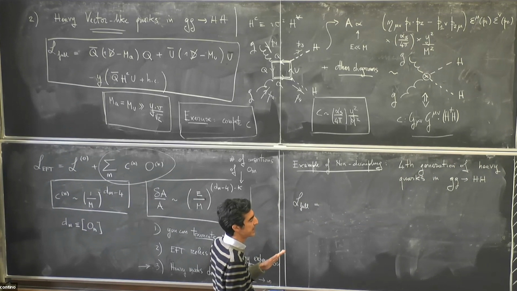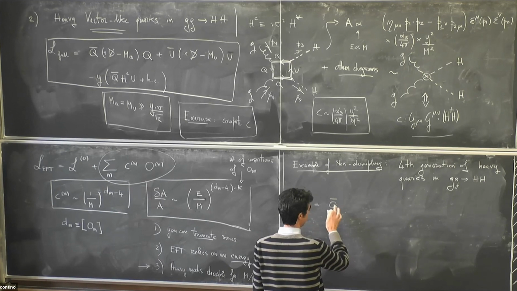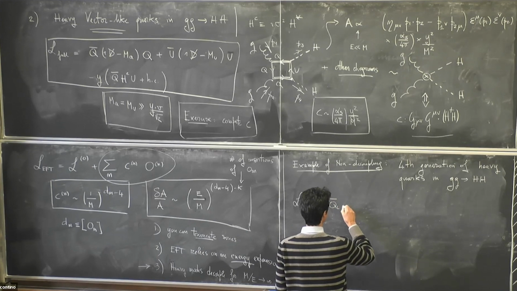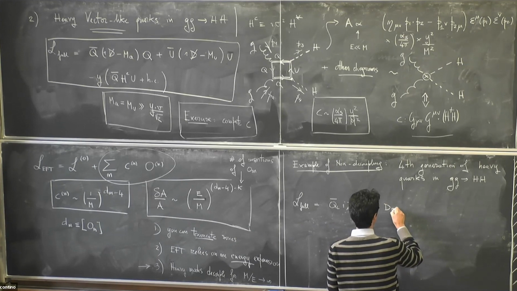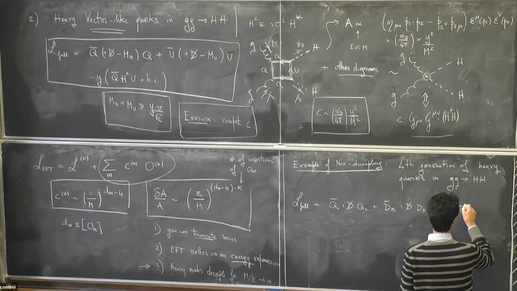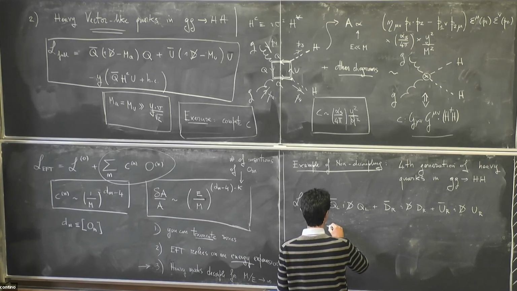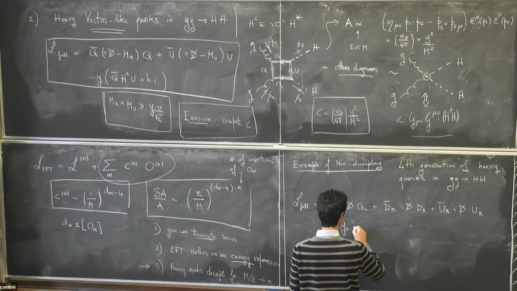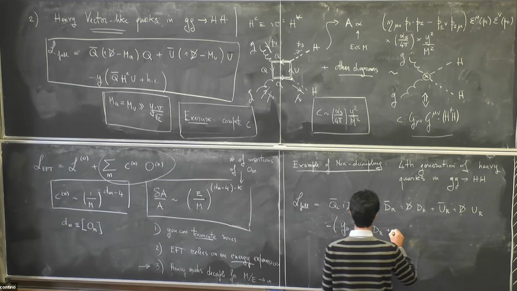So I will have chiral fermions. I will have a left-hand chiral field transforming like a doublet, and I will have a right-hand chirality transforming like a down quark, a heavy up quark. And then I will be able to write the couplings. For example, I will have Y down, so this is capital Q down right, plus Y up. So everything is like in the standard model.